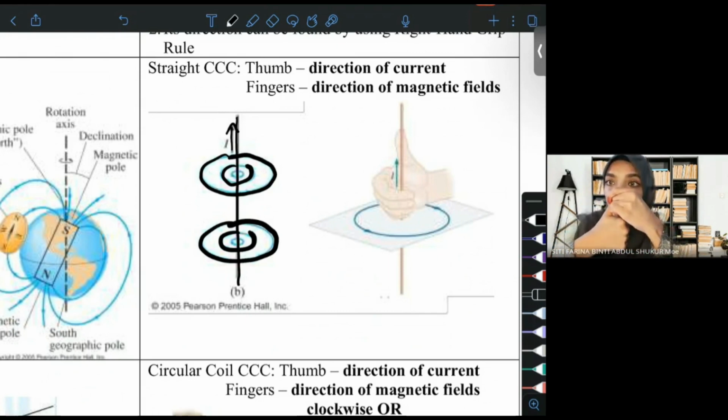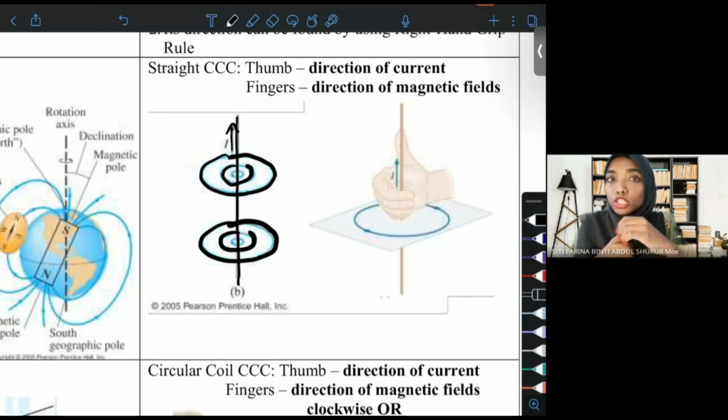So, this thumb is going to represent the direction of your current. Okay, naik ke atas. And then, these fingers here akan represent the direction of your magnetic field. Kalau kamu tengok, jari-jari ni, dia hanya boleh curl on one side saja. Dia boleh curl bahagian sini saja. Dia tak boleh curl ke belakang. Okay, dia tak boleh sentuh belakang tapak tangan. Dia hanya boleh sentuh di hadapan tapak tangan. Dia boleh curl on one direction sahaja.